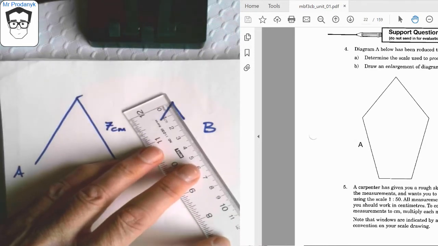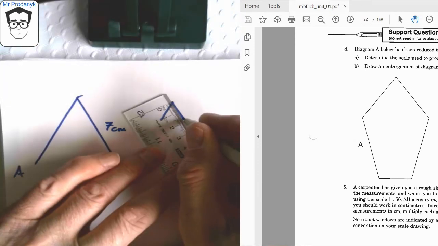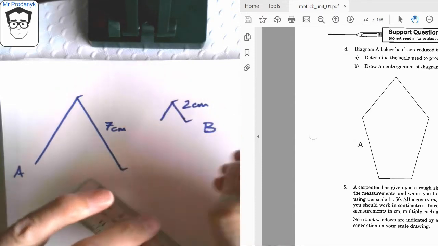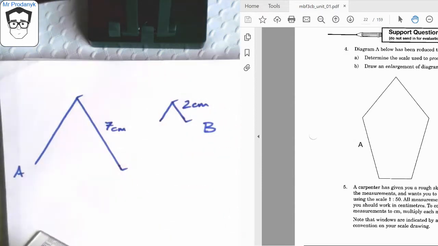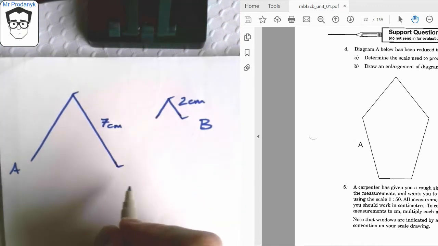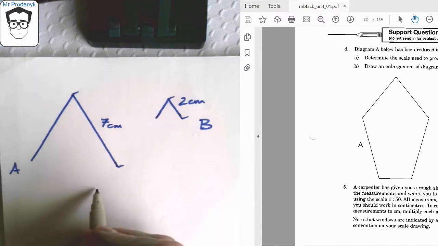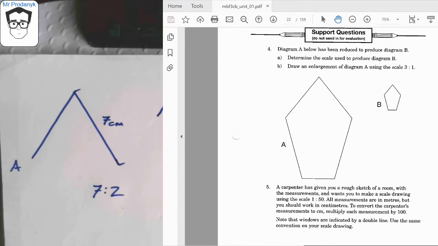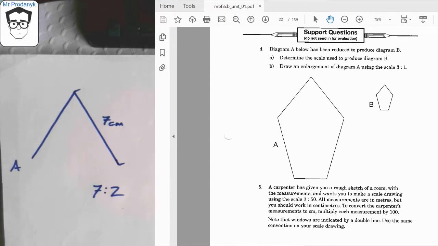And then when I look at the other side, this is just about 2 centimeters in length. So we'll say that that's 2 centimeters. Let's give it a little bit of a stretch there, 7 and 2 like that. Okay. So the scale now is a ratio here. I could say just quite simply that the ratio between the two is 7 to 2, because every 7 centimeters on my larger drawing is represented by 2 centimeters on the smaller drawing.